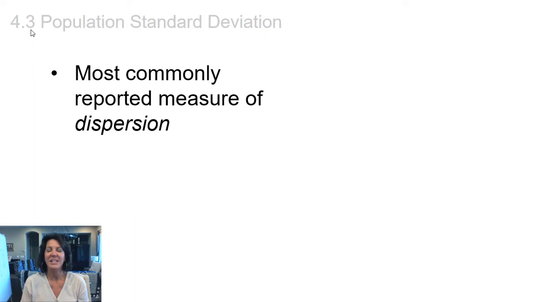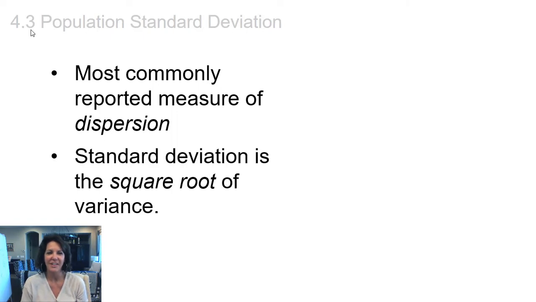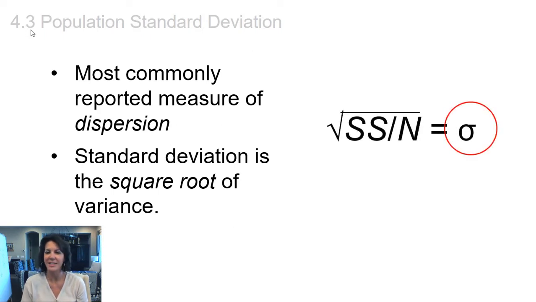So it is the most commonly reported measure of dispersion. If you read any research articles, you will see standard deviation. And standard deviation is just very simply the square root of the variance. Once you know the variance, standard deviation is a snap.